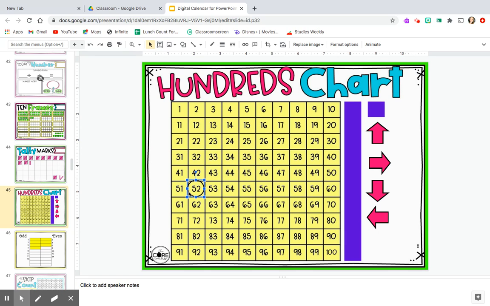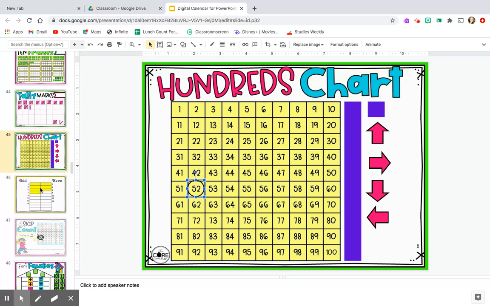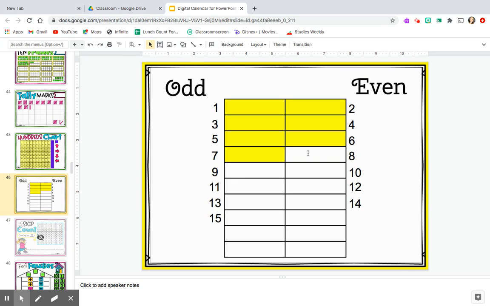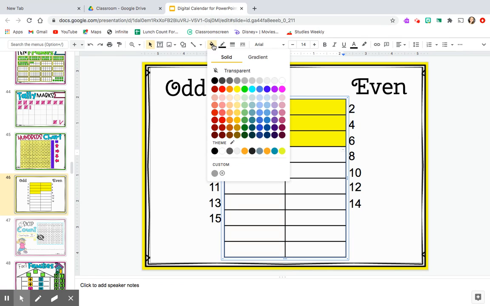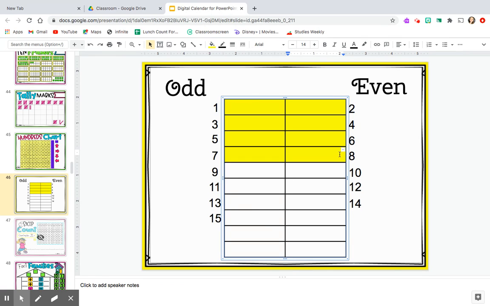There's 5 tens and 2 ones. 5 tens and 2 ones. Okay, let's shade this in because we've been in school for 8 days in November. 8 days in November. And 8 has a partner, so that means it's an even number. No one is left alone.